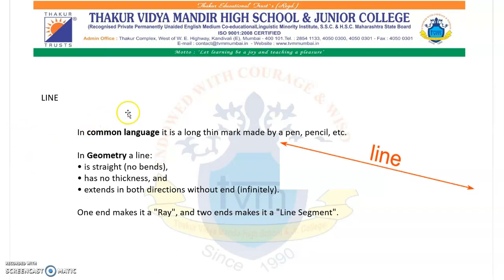First, we should remember what is a line. In common language, it is a long thin mark made by a pen, pencil, etc. In geometry, a line is straight, has no thickness, and extends in both directions without end. One end makes a ray and two ends make it a line segment.